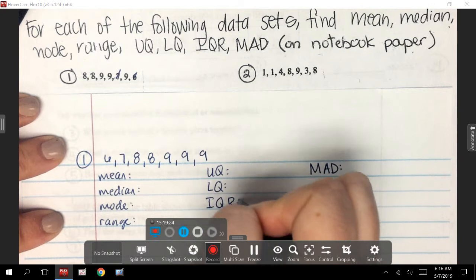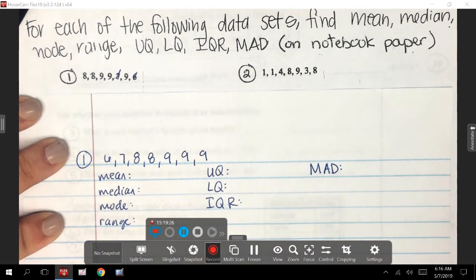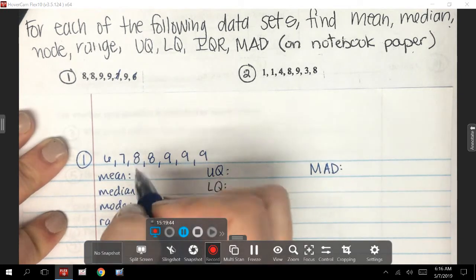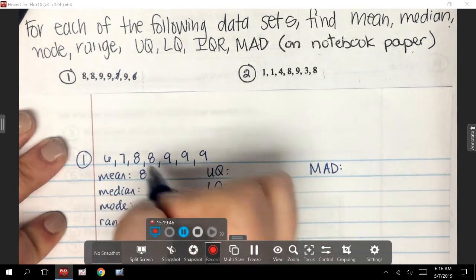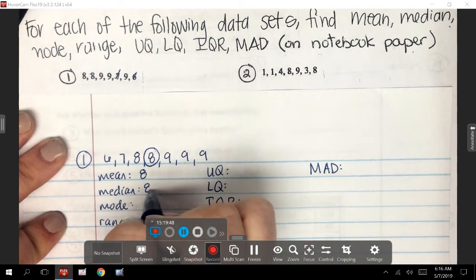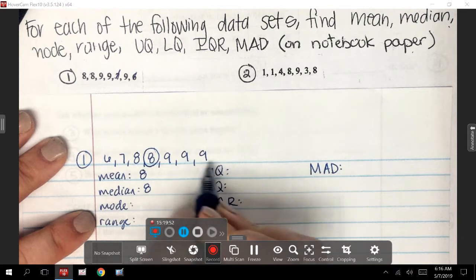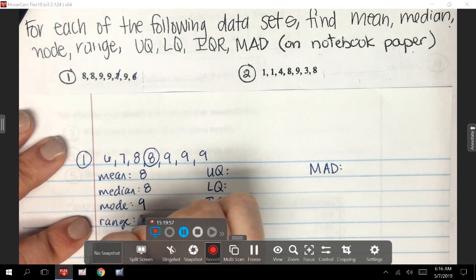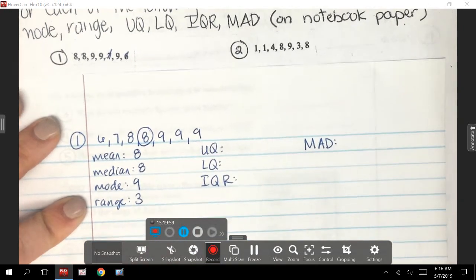Okay. All right, so my mean, I need to add them all up, and then there are 7 numbers, so I'm going to divide by 7. So let's see, 6 plus 7, plus 8, plus 8, plus 9, plus 9, plus 9. And remember, these statistics problems will be able to use a calculator on, and when I divide that by 7, I get 8. My median is the number in the middle, which is 8. My mode here, 9 definitely appears the most, so 9 would be my mode. And my range, I do 9 minus 6, which is 3. I think we did this problem already on another portion of the review.